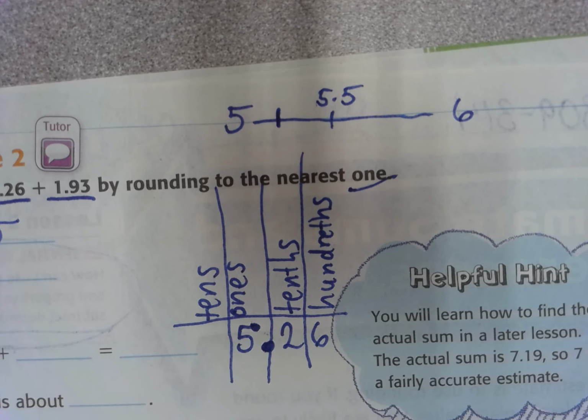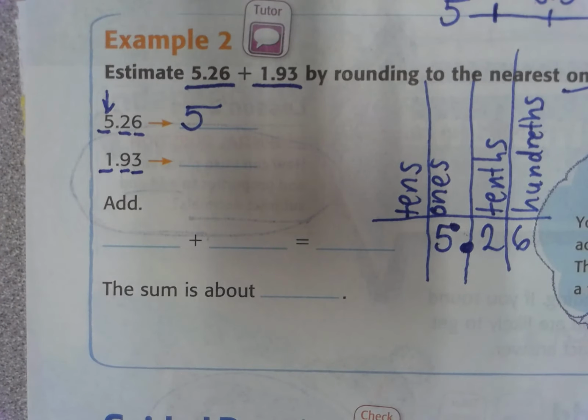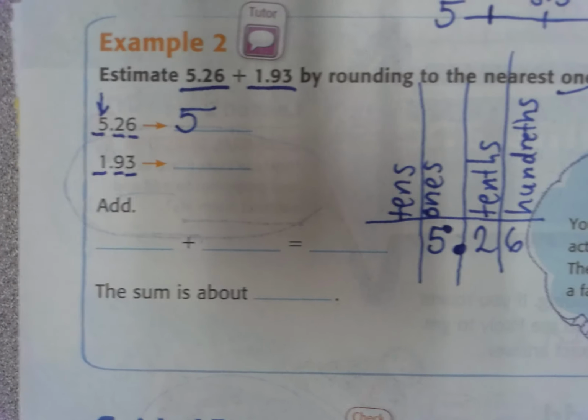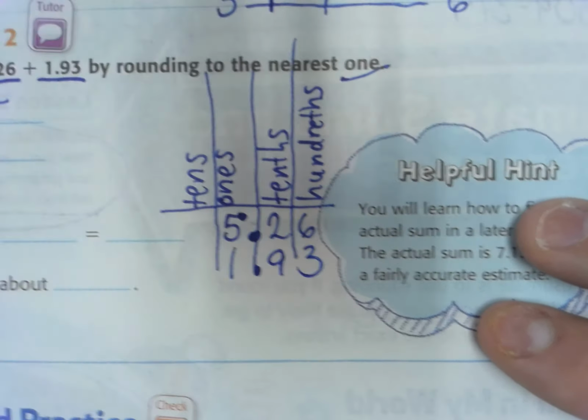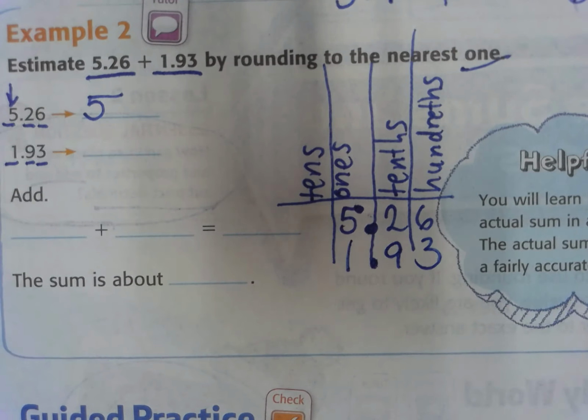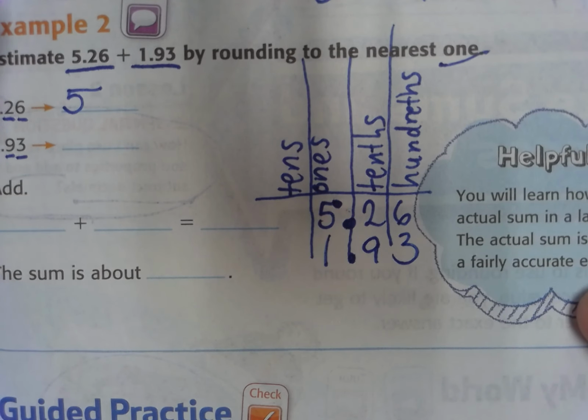What about this one right here? What number is in the ones place value? 1, 9, or a 3, Brighton? What number's in the ones place? If I were going to write this out, I'd say 1 decimal 9 3. What is in the ones place right here? The 1. The 1 is in the ones place.